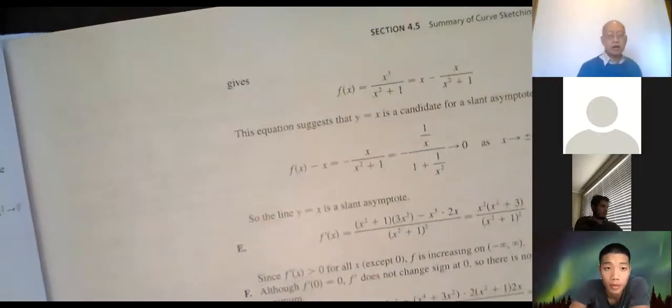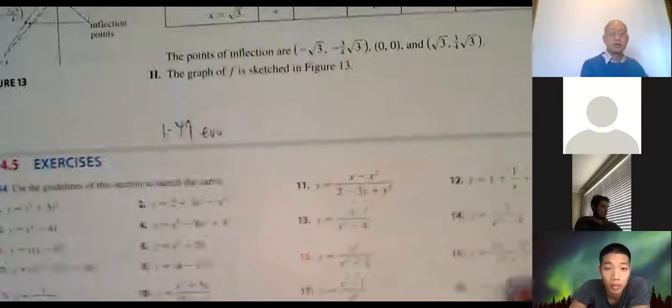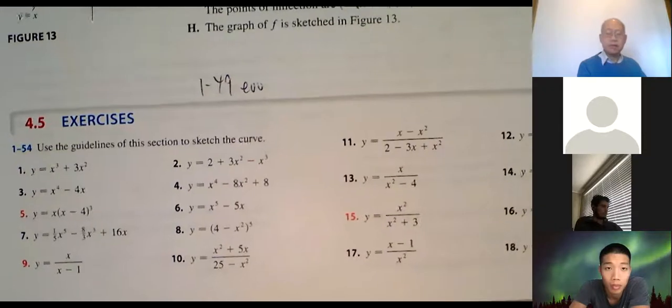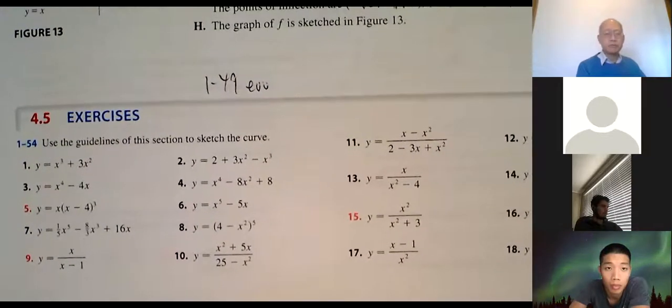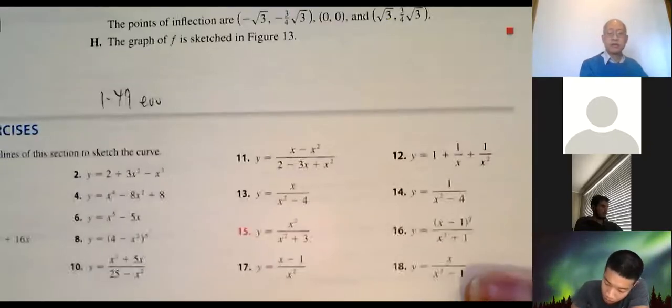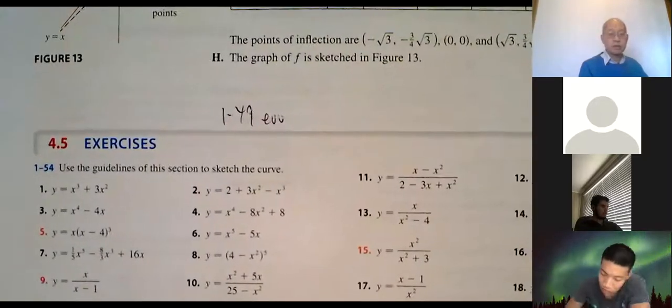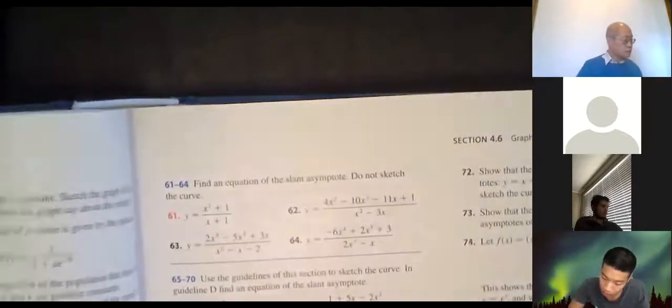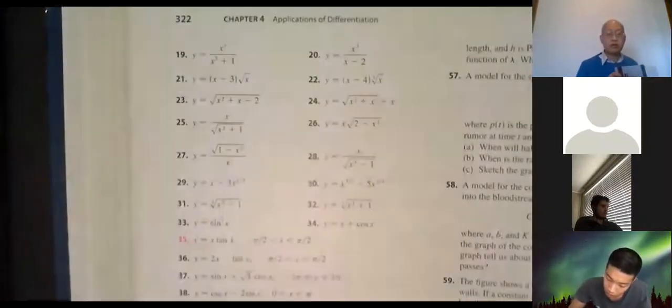Okay. These can get long, no doubt about it. You see, there's a whole bunch. I mean, there's nice problems. It just takes a long time to do a whole bunch. So use these guidelines to sketch the curve. Okay, so a whole bunch of stuff, as you can see. And some more over here.